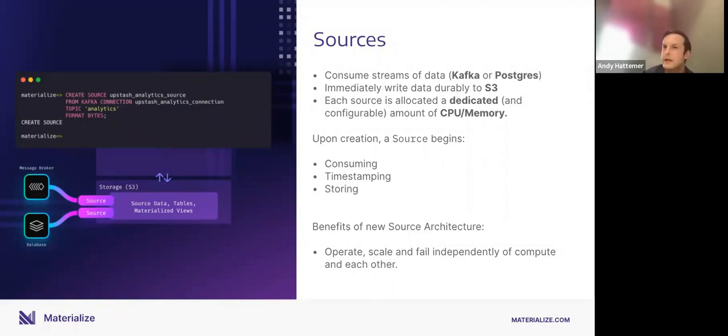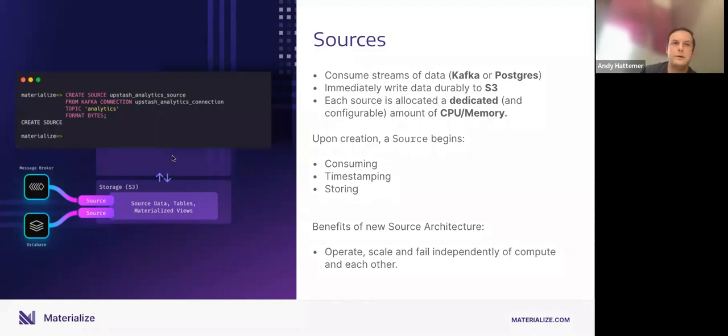So upon creating a source in Materialize, it begins consuming the messages of the available records for that source, timestamping them, which is essential to the way that it operates as a distributed system, and storing them in S3. And the benefits of this architecture are that we can scale the sources and the compute independently of each other.